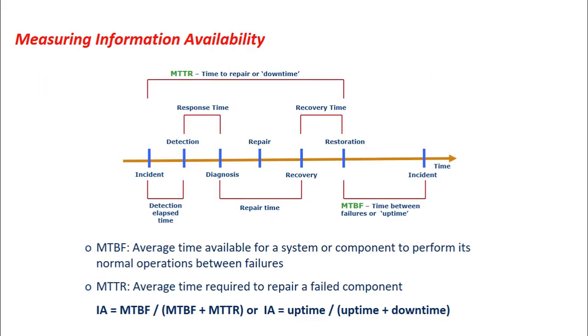Now let us try to measure information availability. How to measure the information availability? Information availability relies on the availability of both the physical and virtual components of a data center. Failure of these components might disrupt the information availability.